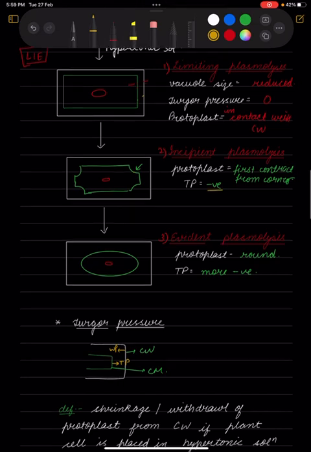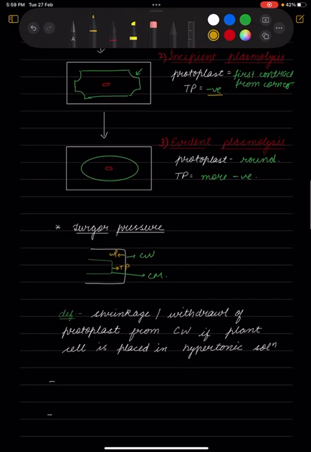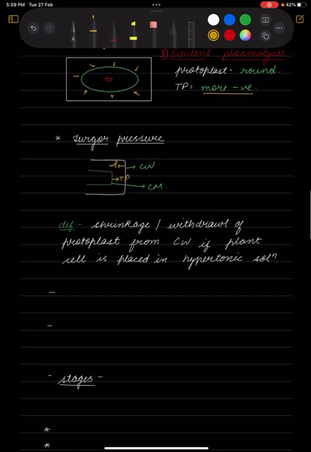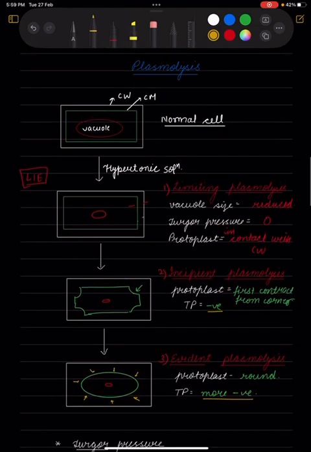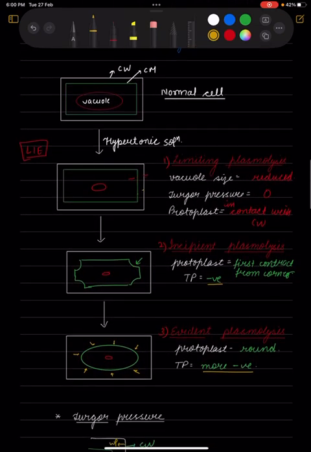And in this case you can see the protoplast has been contracted from all the sides. If it is contracted from all the sides, it means that the turgor pressure would have been much less than the wall pressure. So in this case the turgor pressure is more negative. Okay, so I have discussed the plasmolysis, the three stages. You can remember it by the mnemonic: limiting, incipient and evident plasmolysis. You need to understand the vacuole size, the turgor pressure and the protoplast condition.